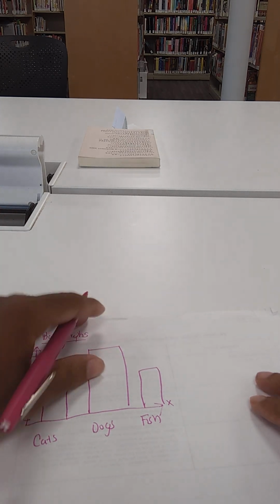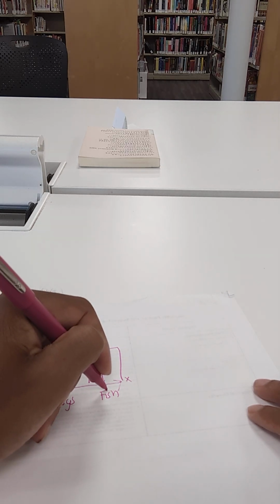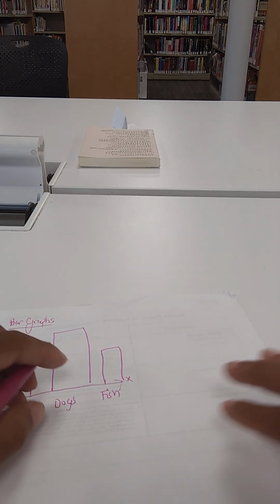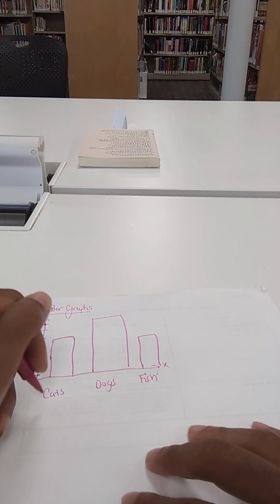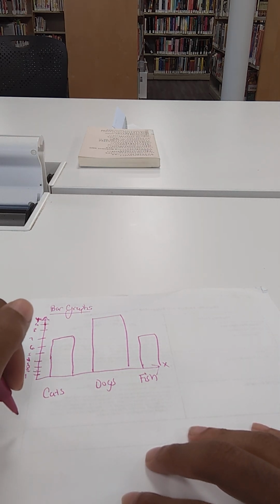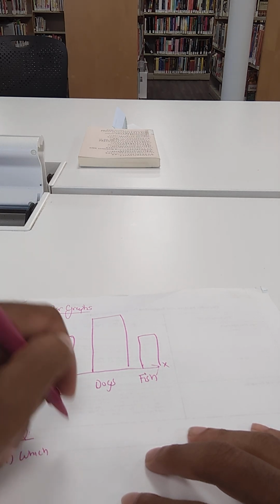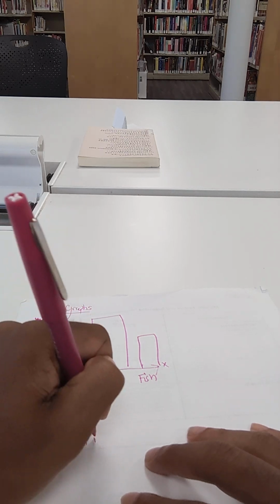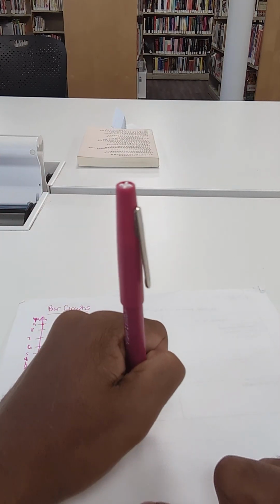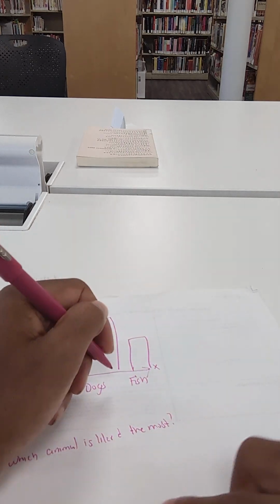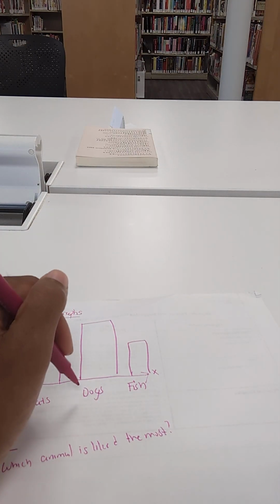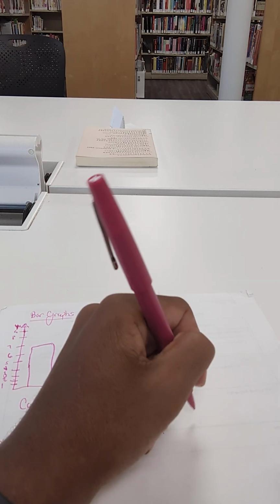Okay, and from this we can look up and ask certain questions about the graph, right? We could say, from the graph, which animal is liked the most? Which animal is liked the most? And from this, we can easily see that it's dogs, right? We can easily see that dogs are liked the most, right?